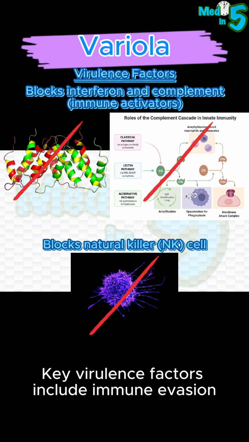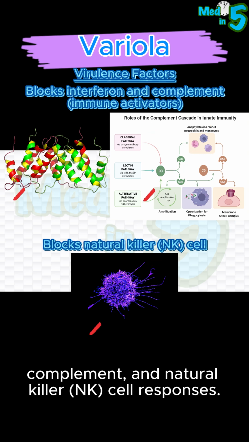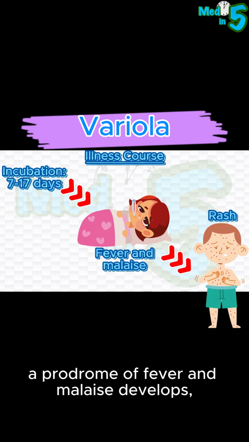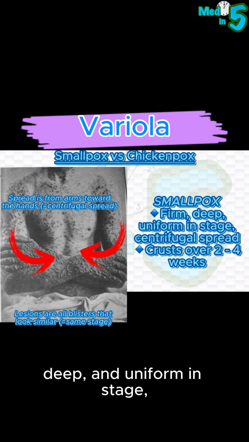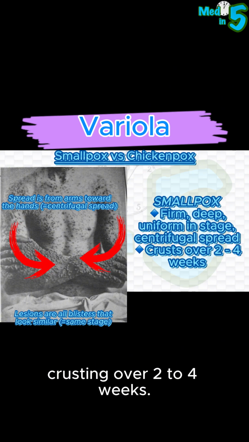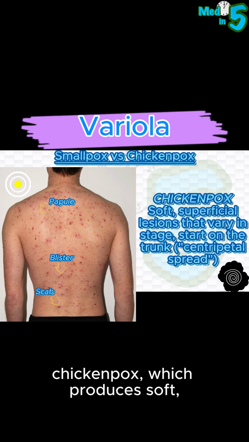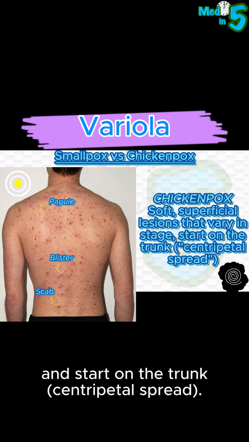Key virulence factors include immune evasion proteins that block interferon, complement, and natural killer cell responses. After 7 to 17 days of incubation, a prodrome of fever and malaise develops, then a rash. Smallpox lesions are firm, deep, and uniform in stage, spreading from the face and limbs outward, crusting over 2 to 4 weeks. Smallpox features differ from those of chickenpox, which produces soft, superficial lesions that vary in stage and start on the trunk.